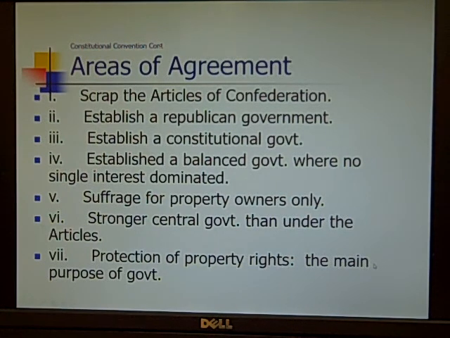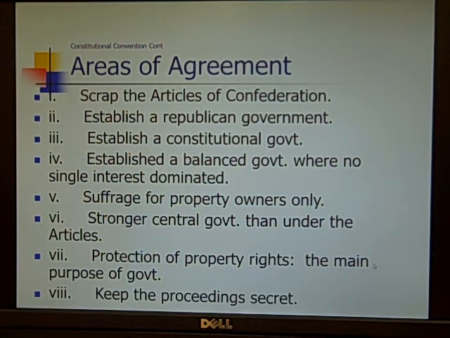Again, suffrage is for property owners only at the time. We create a stronger national government because the Articles of Confederation didn't have one. And then we're going to protect property rights because that's ultimately the primary purpose of government. The primary purpose of government is to protect those basic rights that you have. Life, liberty, property. All right?